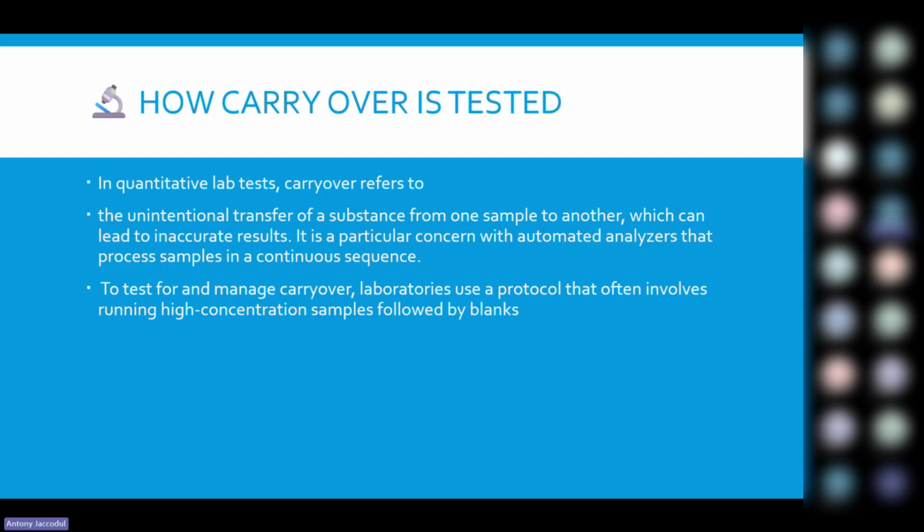So in quantitative tests, I think I've already discussed this. The unintended transfer from one sample to another, which can lead to inaccurate results, is particularly important in analyzers. So this one I've already explained as much as possible.